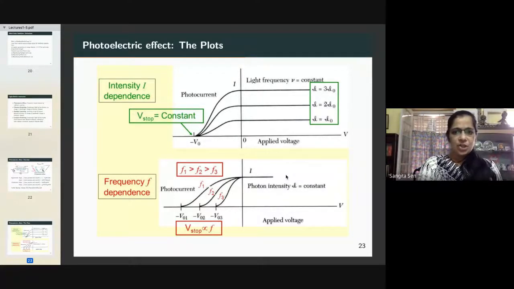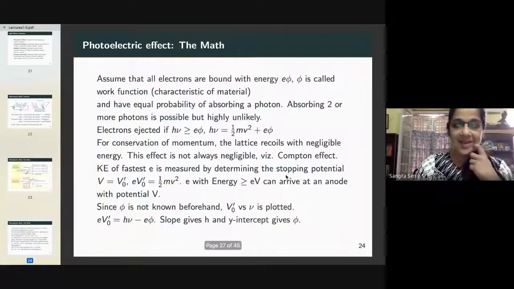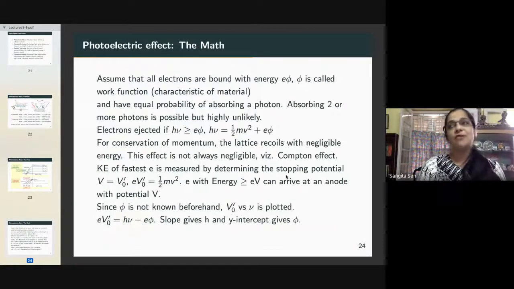Okay? So from this experiment, we got mainly 3 conclusions. One is that there is a threshold frequency below which you cannot emit an electron. By increasing intensity, you somehow increase the number of electrons being emitted. And by increasing frequency, you increase the kinetic energy of the electrons being emitted. And this could be explained again by quantization of energy of the light.